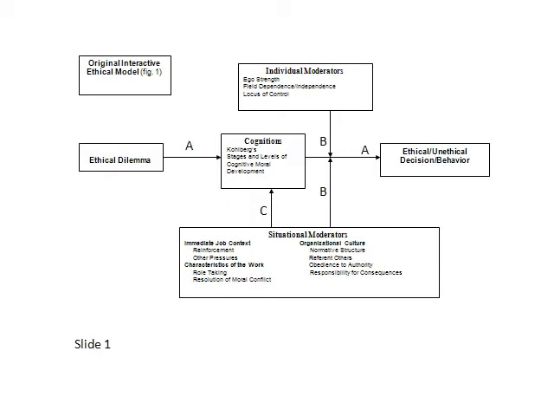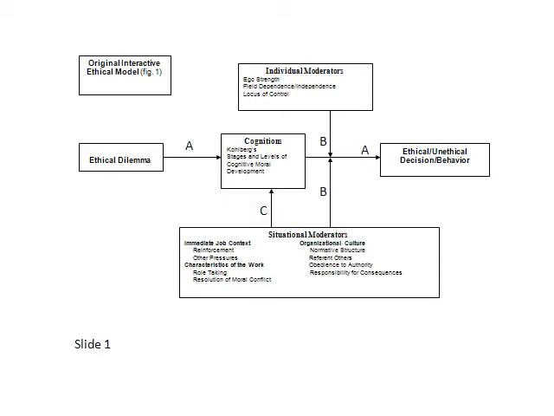Situational moderators, indicated in the box at the bottom of the page, include broad categories of immediate job context, characteristics of the work, and organizational culture. All these terms will be defined later in the session when we discuss the modified model. As you can tell from the direction of the arrows, the original model suggests that the facts of the ethical dilemma pass through the cognitions.